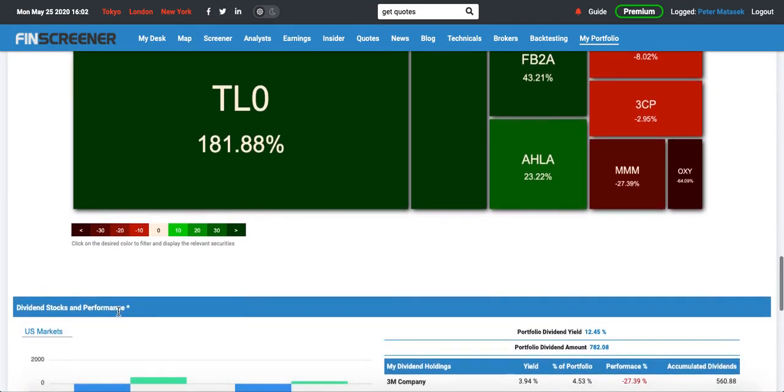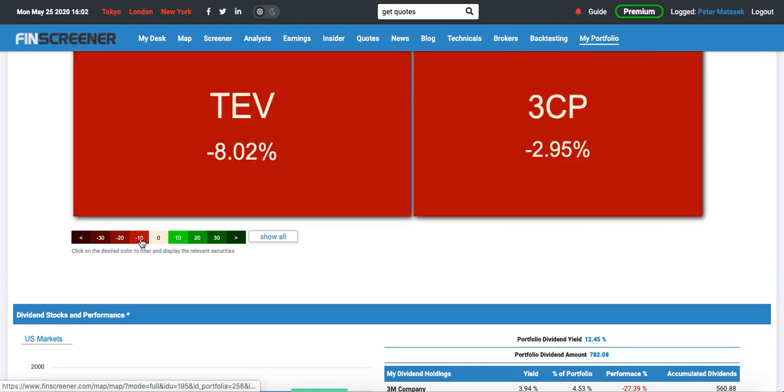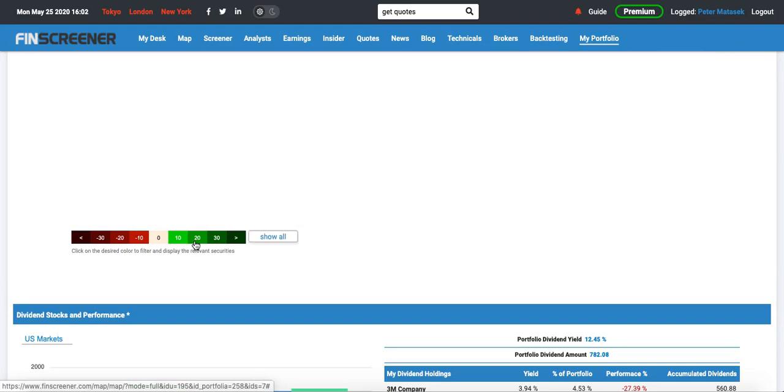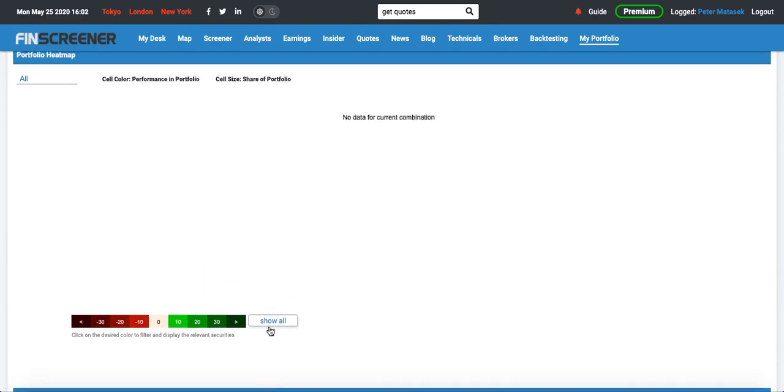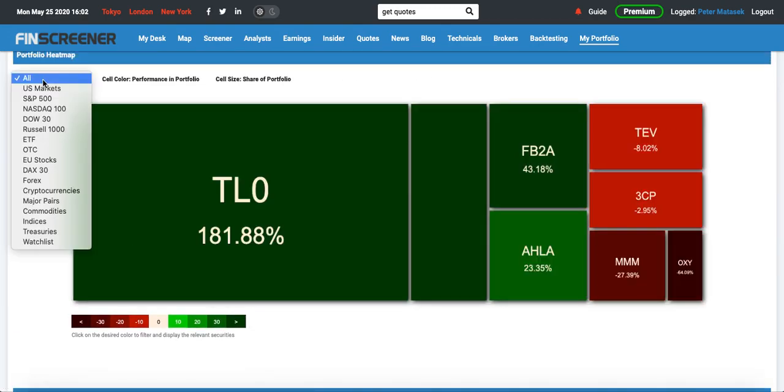By clicking on the color scheme, you can filter the securities that meet the particular criteria. You can also choose different pools of securities from the drop-down menu and see only those securities.